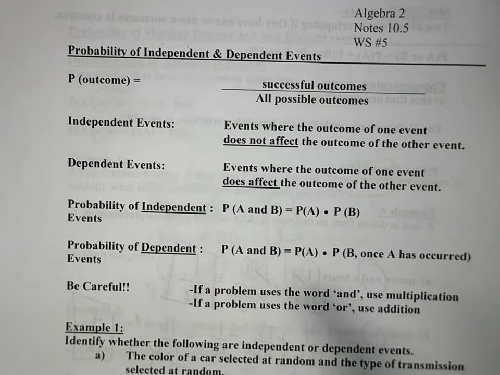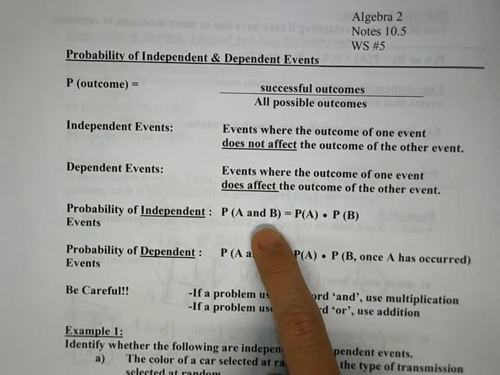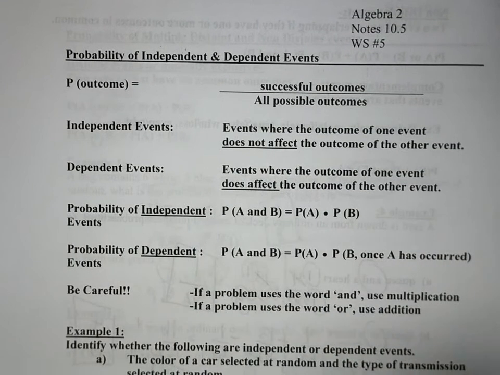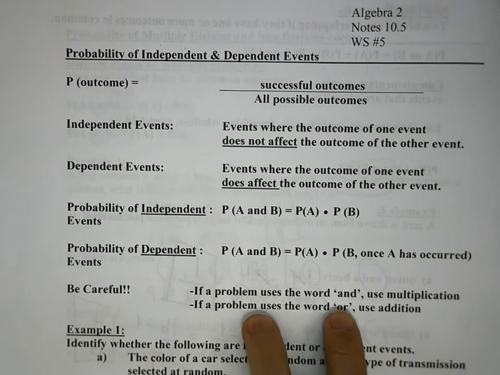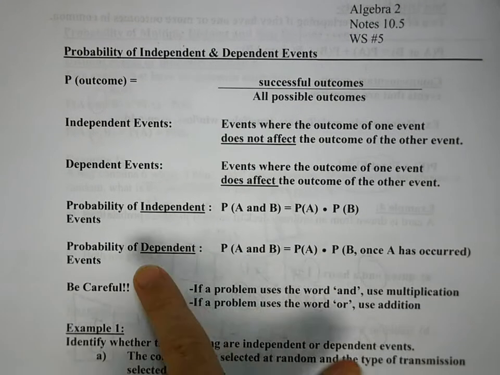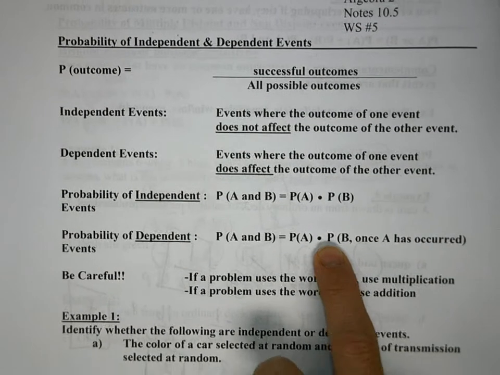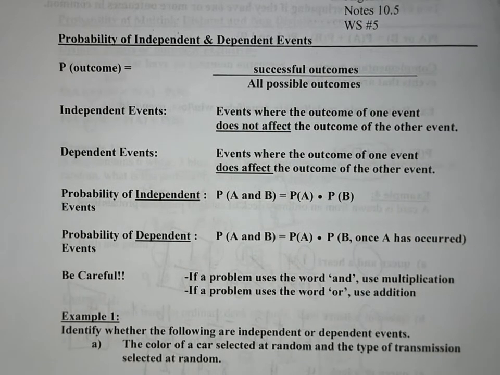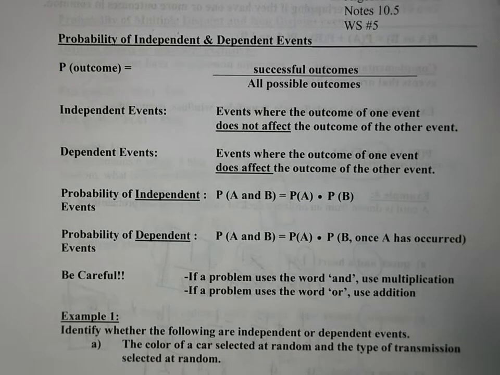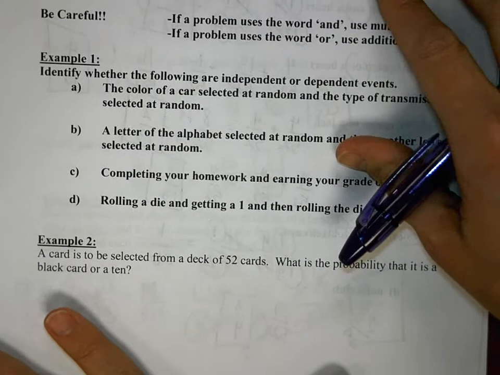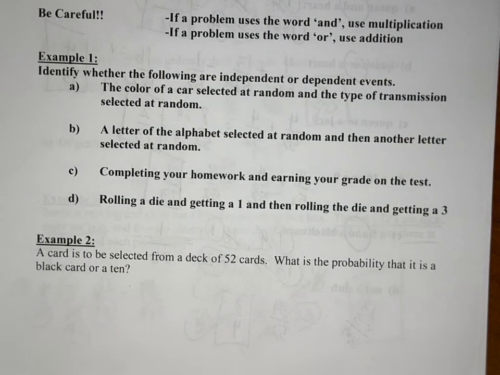Remember that probability when you have "and" means you're going to multiply, and when you have "or", you're going to add. So there's notes here. If you have a dependent event, you take the probability of A times the probability of B once A has occurred. We're going to go through and talk about the difference between independent and dependent first. So, identify whether the following are independent or dependent events.